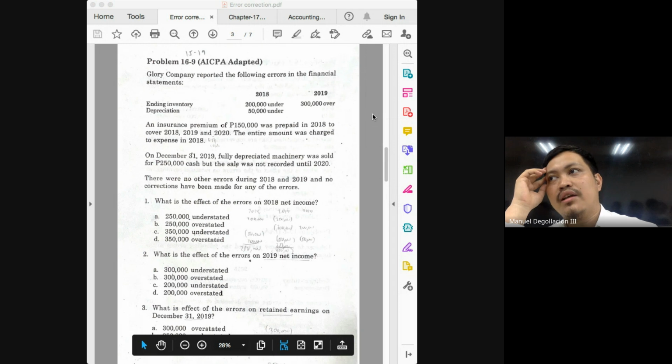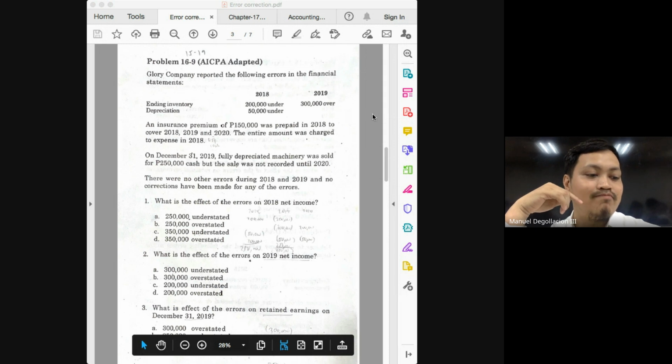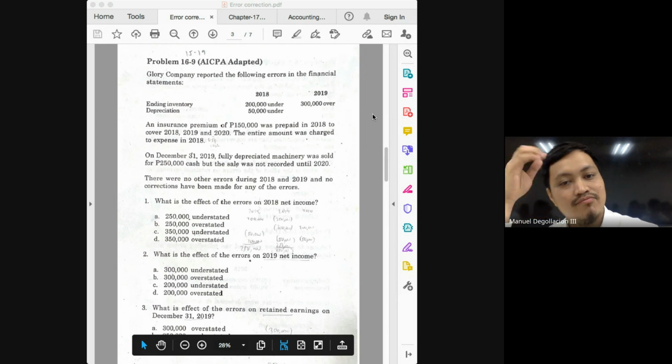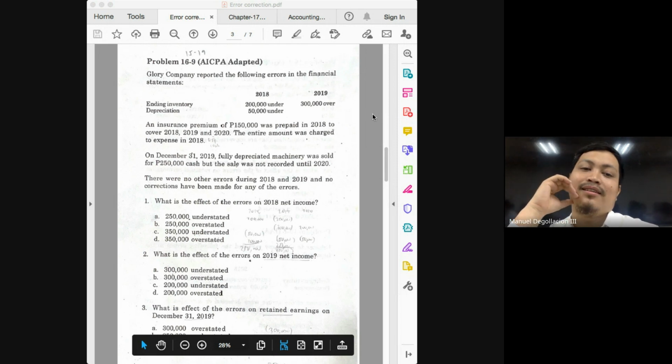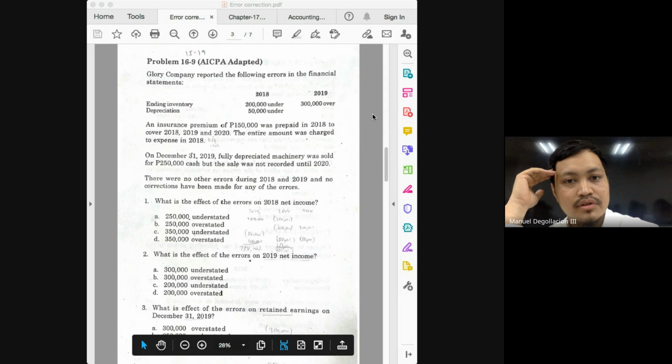If you do not know how to spot the errors, you will not be able to know what needs to be corrected. But the problem here, class, is that for you to spot the errors, you must also know what is correct. Most of the things that you will be tested on here are discussed in all your previous subjects. But of course, there are some problems that will already tell you that these are the errors, and so forth. So let's see what happened in this problem.